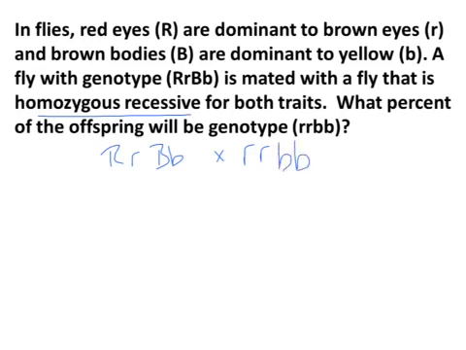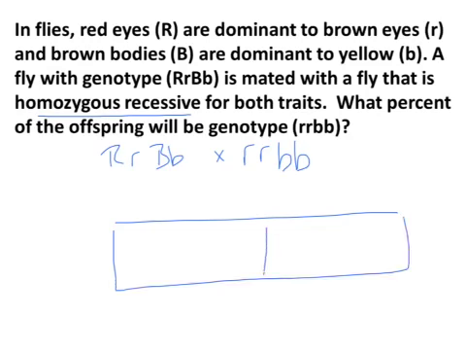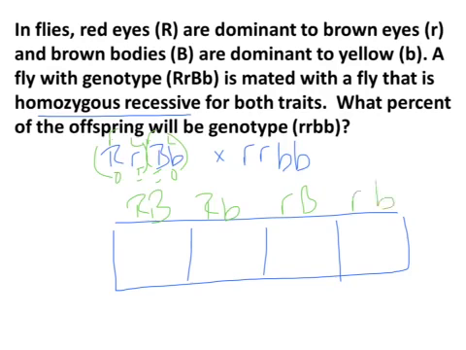Okay, so when I set up my square, I'm going to do this a little bit differently. The first thing I need to do is group my like terms so I can FOIL: first, outside, inside, and last to get my gametes. And then when I do that for the second parent, you'll notice the only combination they can have is little r, little b. There's no other combination they can have. So there's no reason that I need to write this down 16 times.